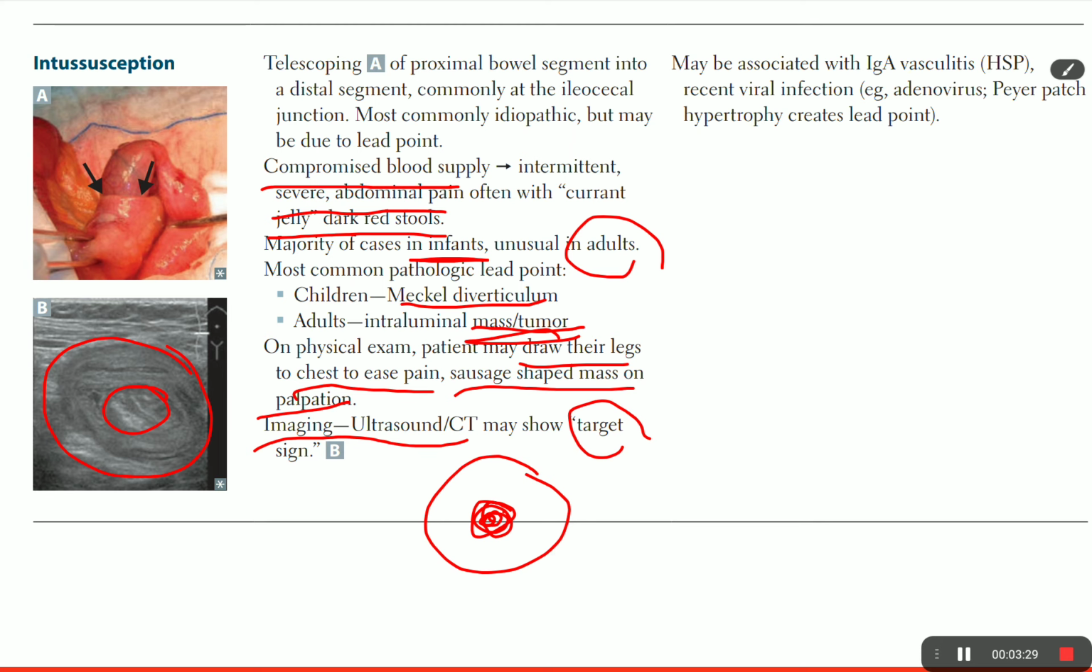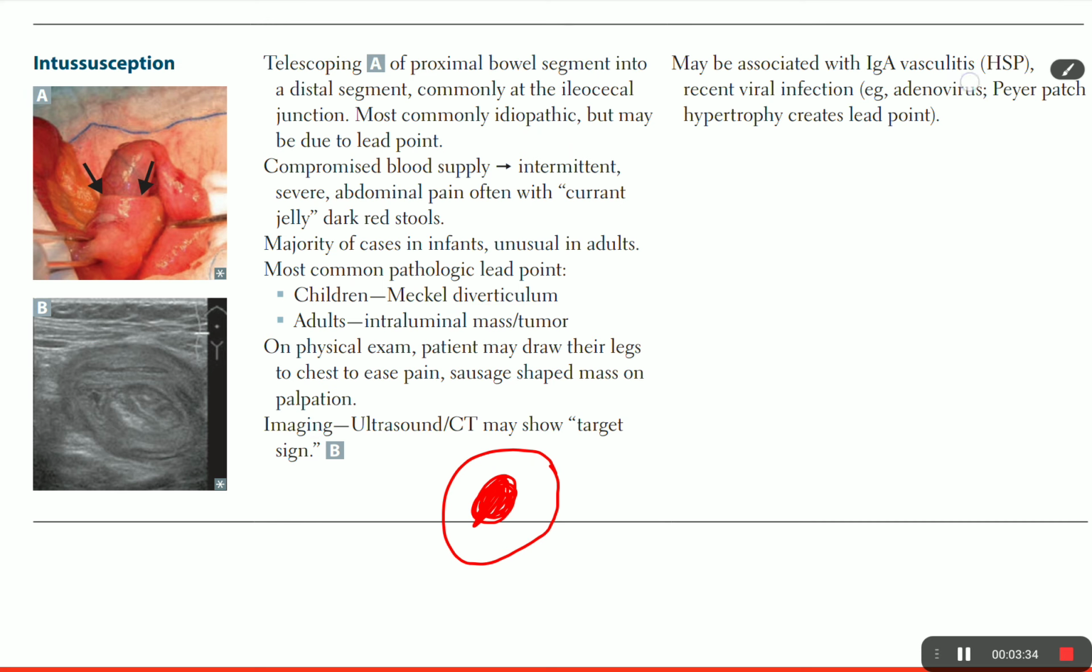It may be associated with IgA vasculitis, Henoch-Schonlein purpura, which is a purpura or vasculitis that affects the blood vessels in the skin, the intestinal tract, or the renal system as well. Recent viral infection also may be associated with intussusception. Adenovirus or Peyer's patches hypertrophy create a leading point. So the problem is the leading point causing intussusception.